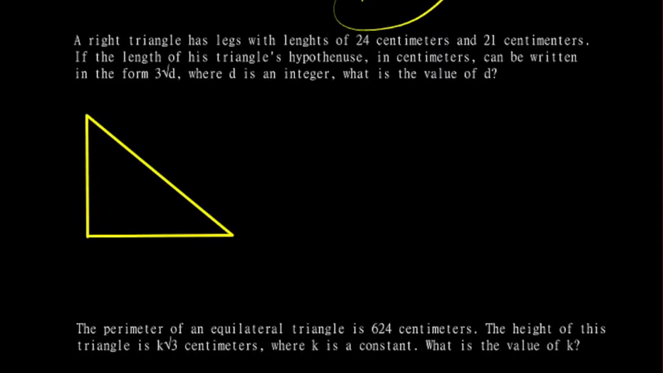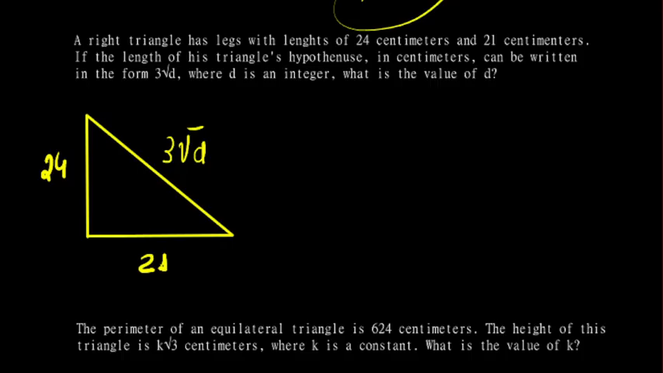Let's do the second question. A right triangle has legs with lengths of 24 centimeters and 21 centimeters. If the length of the triangle's hypotenuse, in centimeters, can be written in the form 3 multiplied by square root of d, where d is an integer, what is the value of d? So the legs have lengths of 24 and 21, and the hypotenuse can be written as 3 multiplied by square root of d.